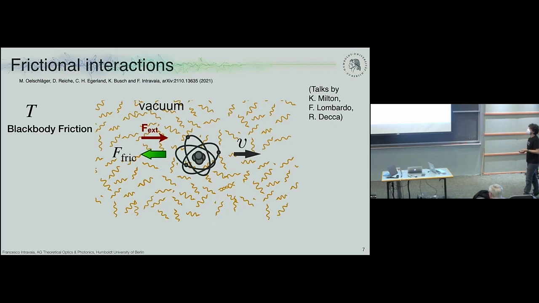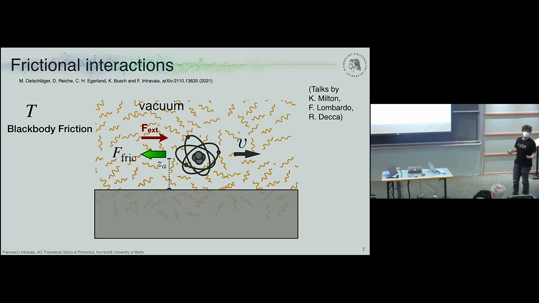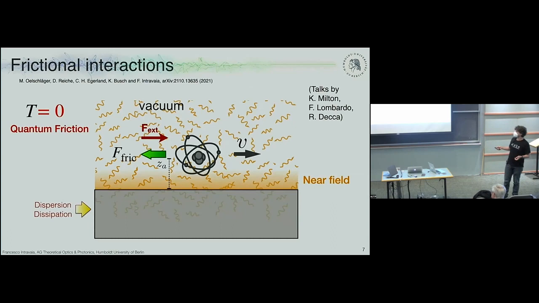All right. So this is great, and it's been investigated several times in the literature. Now let's move a step ahead and put an object in the system. So a plane. The atom is moving at a constant height above a plane. So you still have a friction. But what is interesting is that this friction survives when the temperature goes to zero, right? This means that you're shifting your focus from the thermal fluctuations to the vacuum, the quantum fluctuations. That's why I usually call this quantum friction, okay? So what is defining the privileged frame in this case? Well, you can show that because of dispersion and dissipation in the material, it's the near field which is setting the privileged frame.